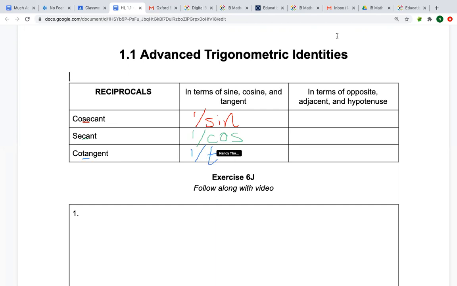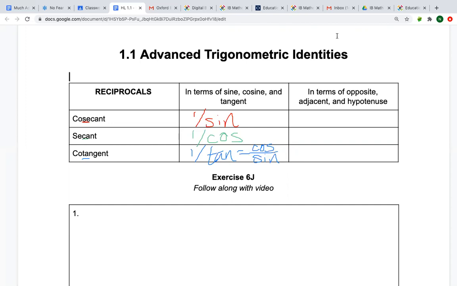So that would be 1 over tan, which, just in case you forgot, tan is the same thing as sine over cosine. So if we were to come up with the reciprocal, that would be cosine over sine. So those are the same thing.